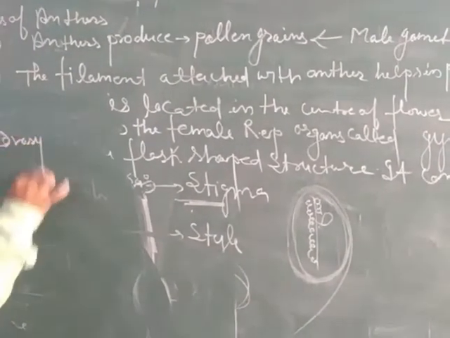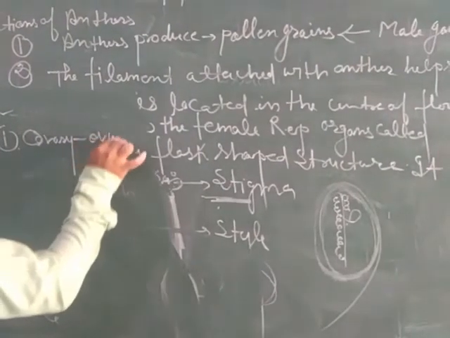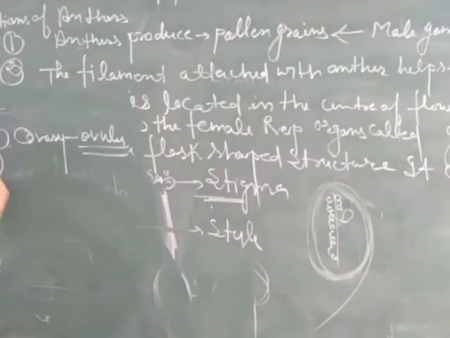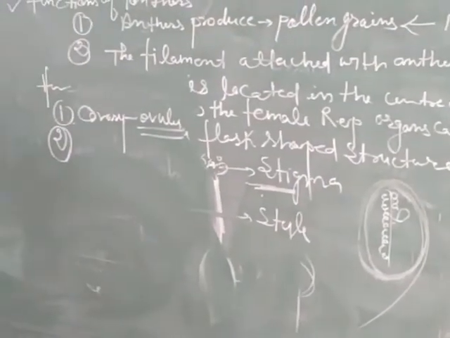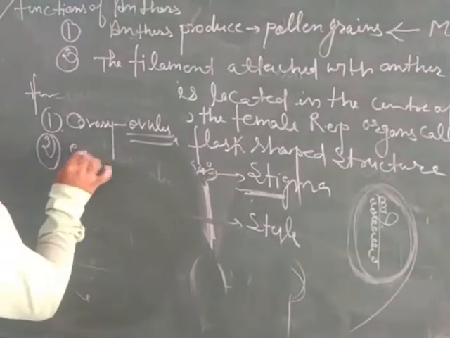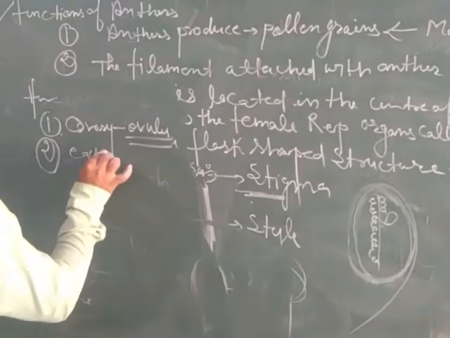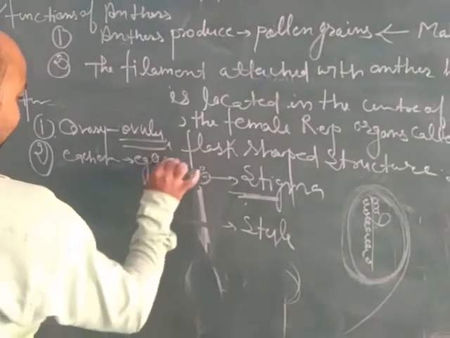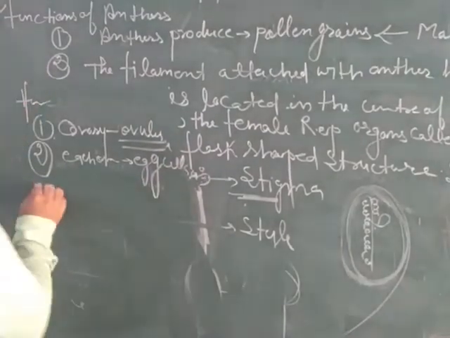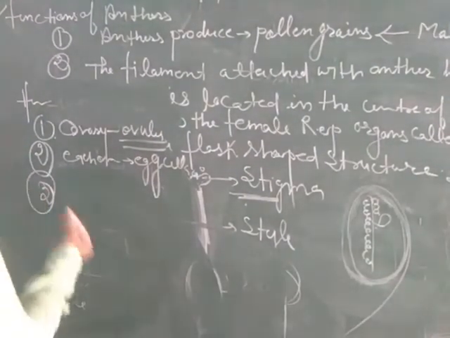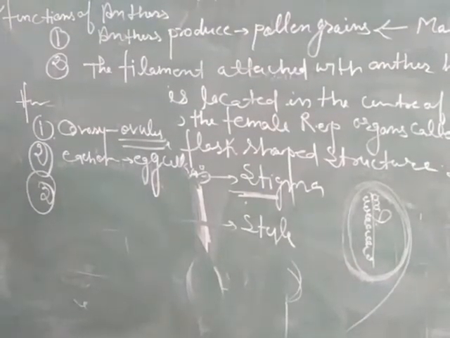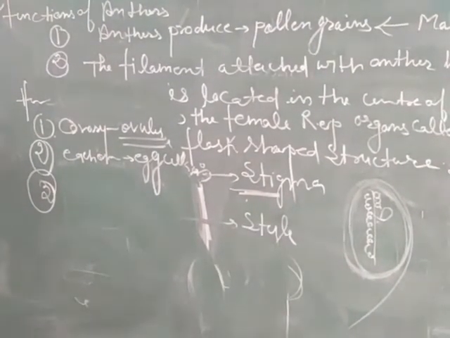Ovary contains ovules, which are the female reproductive units. Second, each ovule contains an egg cell that is involved in the process of fertilization, during the fusion of male and female gametes. Position and length of style and stigma.